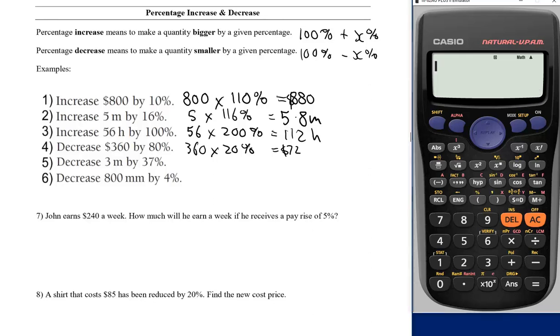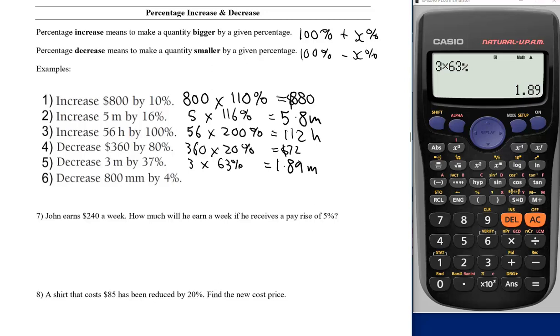Okay, so if we're decreasing 3 meters by 37%, it's going to be 3 times 63%. Now remember, write this down, show your working. It just helps you and your brain know what you're doing so you don't make any mistakes. So it equals 1.89 meters. Make sure you get those units right.